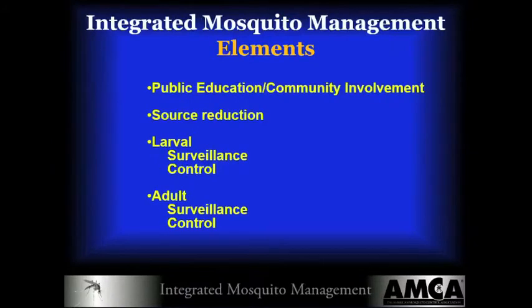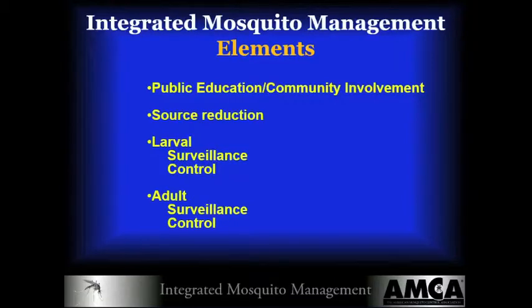So we know the basic principles involved. Let's talk about the elements. What actually is an integrated mosquito management program? First of all, you've got public education and community involvement. You need to get the public involved, okay? You need to tell them how to wear repellents. You need to tell them what you're doing, why you're doing it, how you're doing it. They need this information, and they should have this information, and you should be most willing to give it to them.